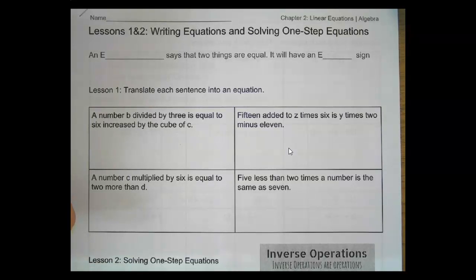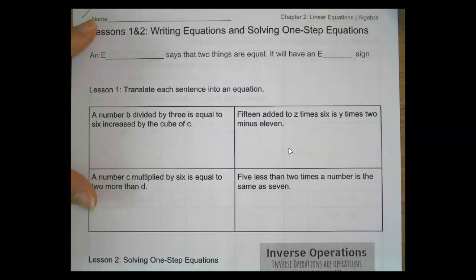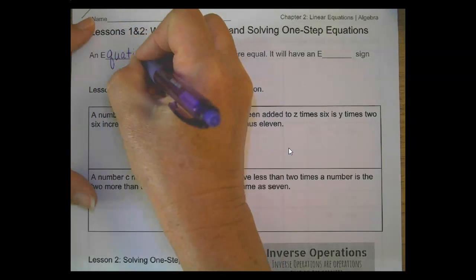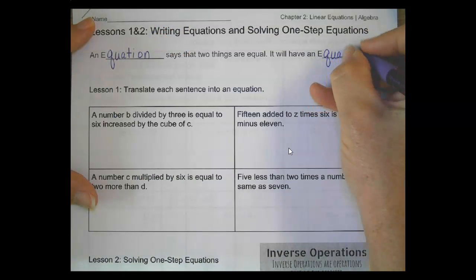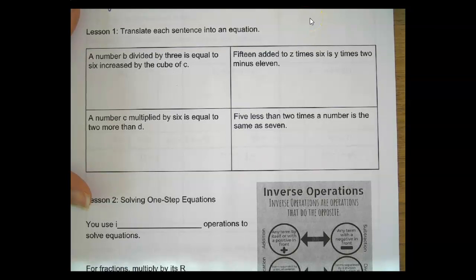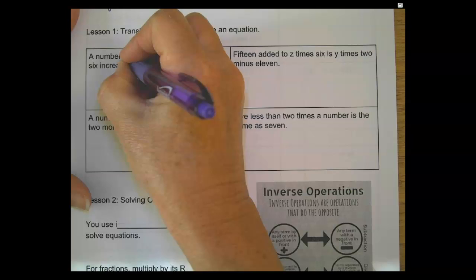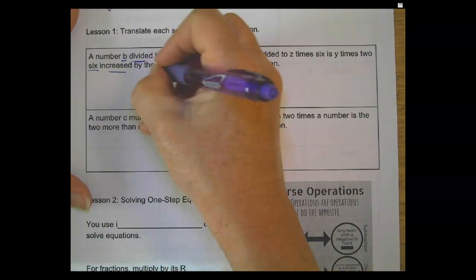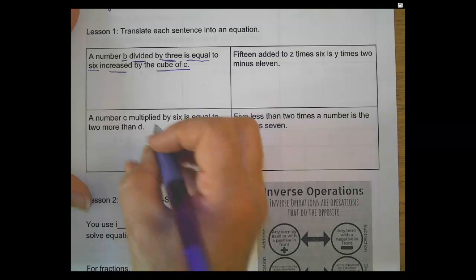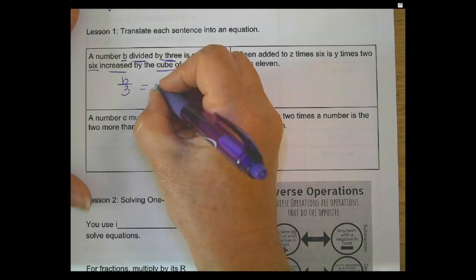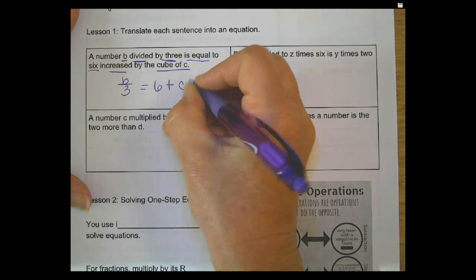So here we go. An equation says that two things are equal and has an equal sign. An equation is different than an expression because it has that equal sign. We've already done a little bit of translating these into an equation. So again, let's go back to our notes from our first chapter where it's got those clue words. A number b divided by 3 is equal to 6 increased by the cube of c. So b divided by 3 is equal to 6 increased by the cube of c.